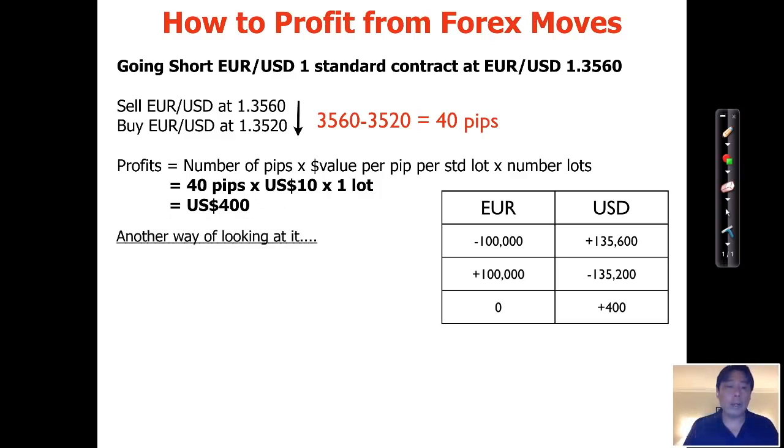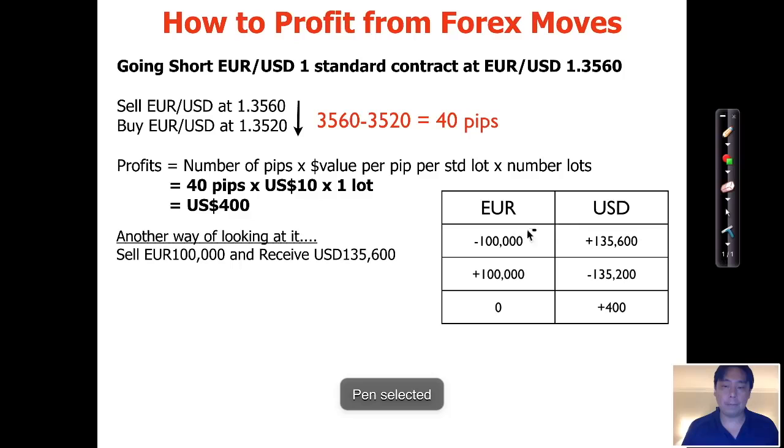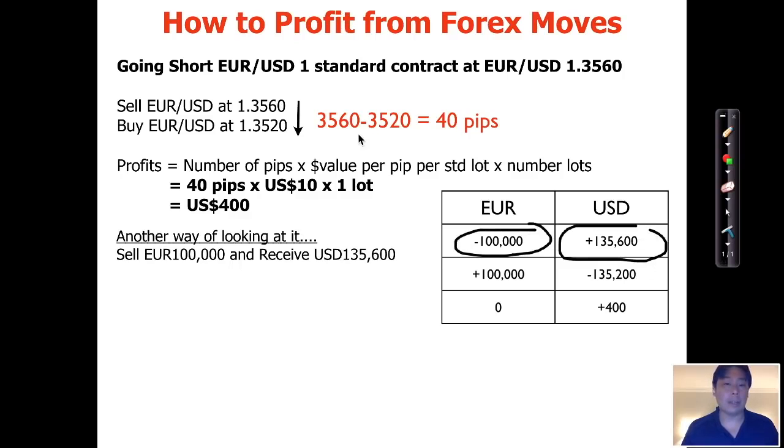So another way of looking at it is that we started by selling 100,000 euros, and received $135,600.